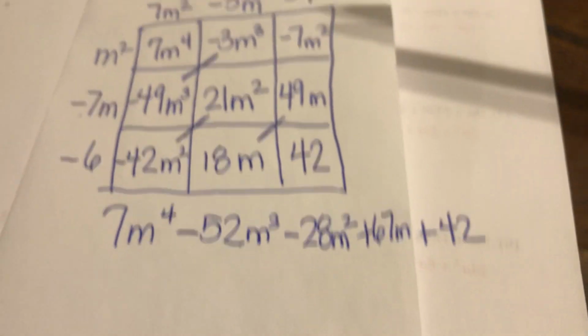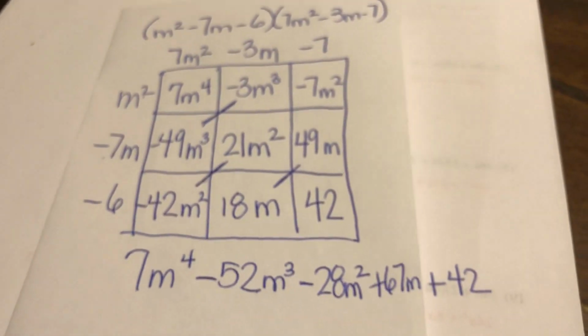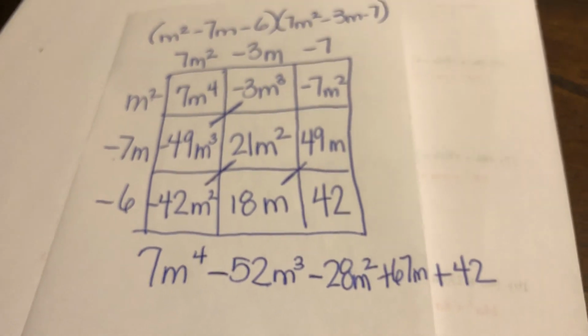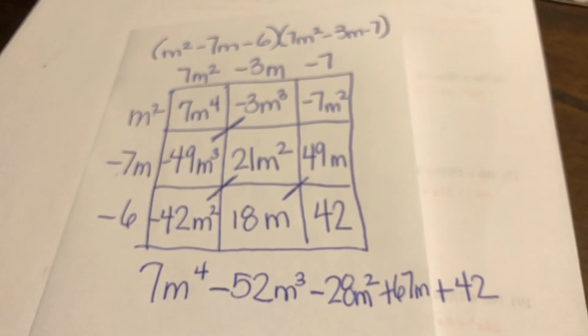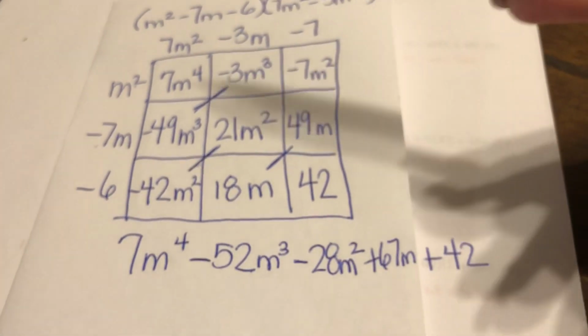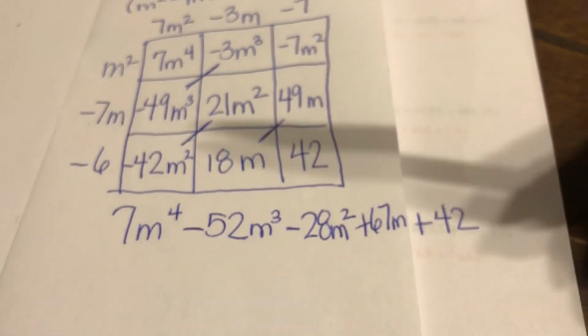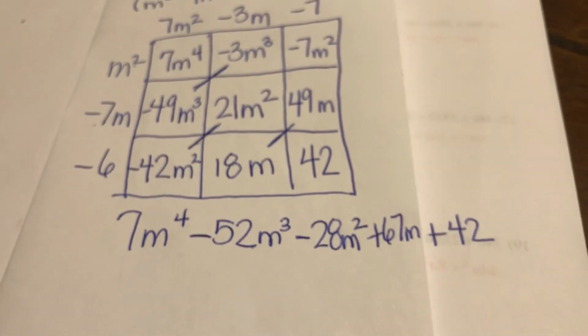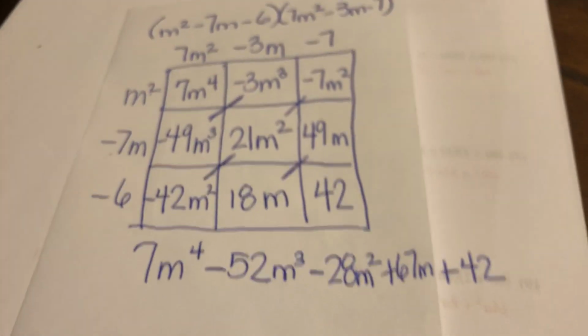So there's more than one way to work it. If you would have preferred to do just the basic distributive, you could. I just find that the box makes it so much easier not to make a simple math error and to combine those like terms. But that is definitely up to you.